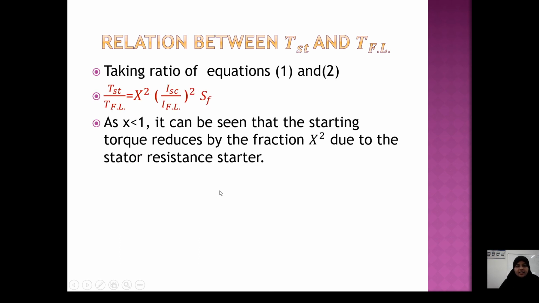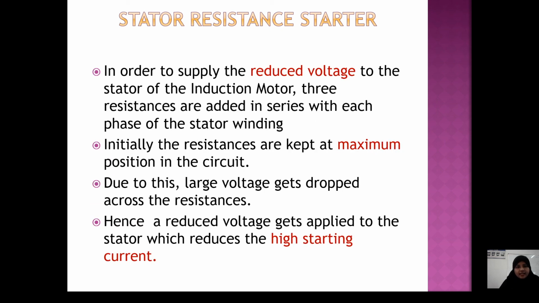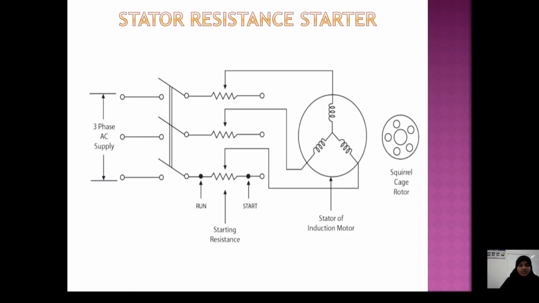So we can divide these two equations 1 and 2. So we can get the ratio of starting torque to full load torque, that is T starting by T full load will be equal to X square ISC by IFL square into SF. As X is less than 1, it can be seen that starting torque reduces by fraction X square due to the stator resistance starter. So I hope the operation of stator resistance starter is clear to everyone.